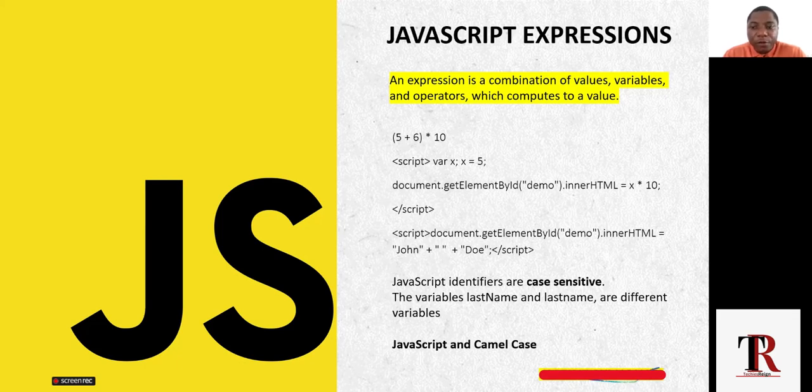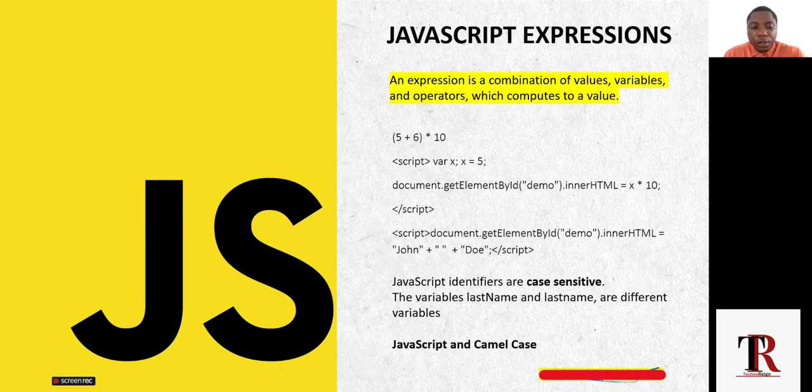So if you can see the example on my screen, you can see 5 plus 6 asterisk 10. The asterisk is used in place of multiplication in JavaScript. It's the asterisk on your keyboard. I think it's on key 8 or something. So that is how you get the asterisk. And if you see this, it will evaluate correctly in JavaScript.